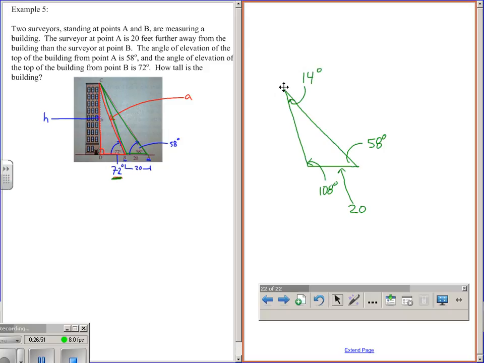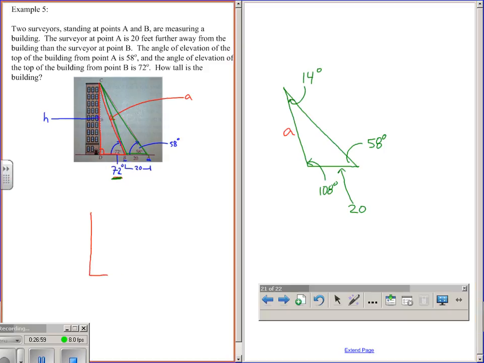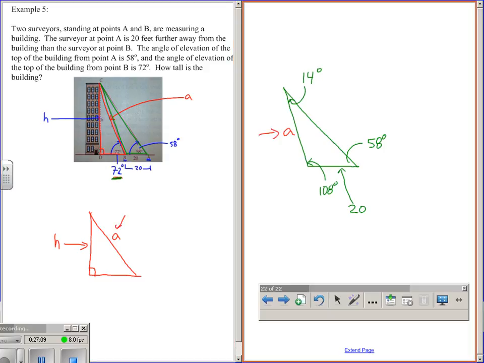Now remember that we said we were going to try to find out what A is, because that's also a part of that second triangle that we're going to end up working with, the second triangle being where we're trying to find the height. And what we're trying to do is find A. So this is A. Okay, so let's go ahead and find A.